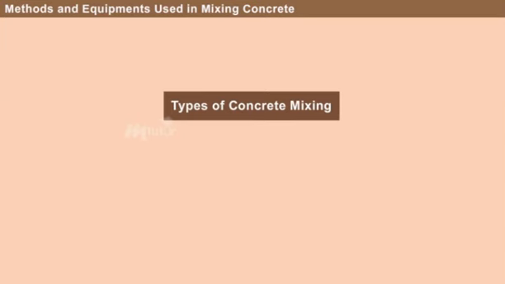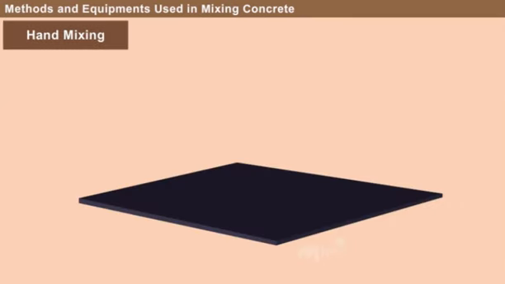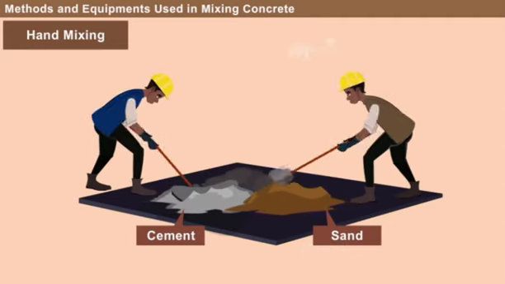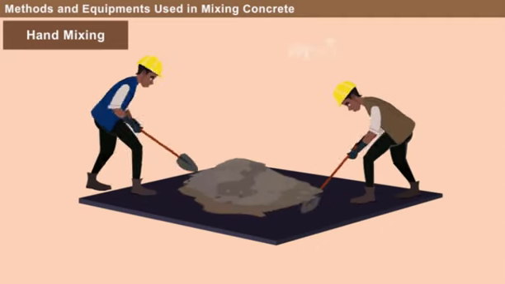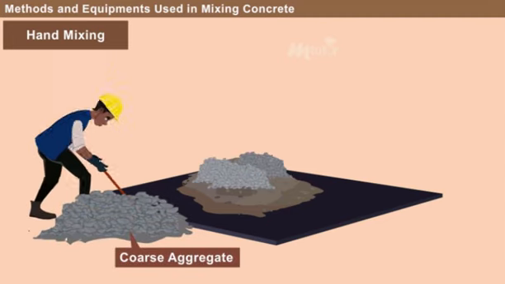Methods and equipments used in mixing concrete. Concrete can be mixed by two methods. They are hand mixing and machine mixing. Hand mixing. In a clean, hard surface, concrete mixing should be carried out. In hand mixing, the cement and sand are first mixed together in a dry condition. Then, coarse aggregates are spread uniformly on the platform.